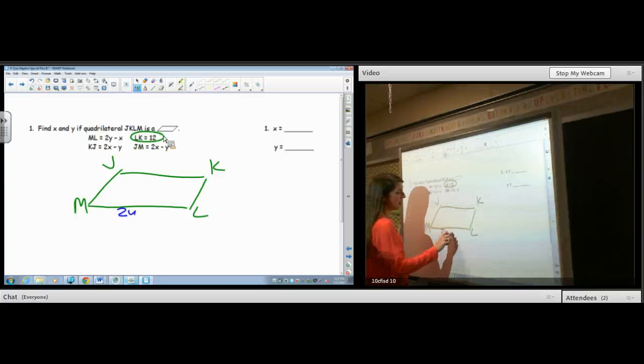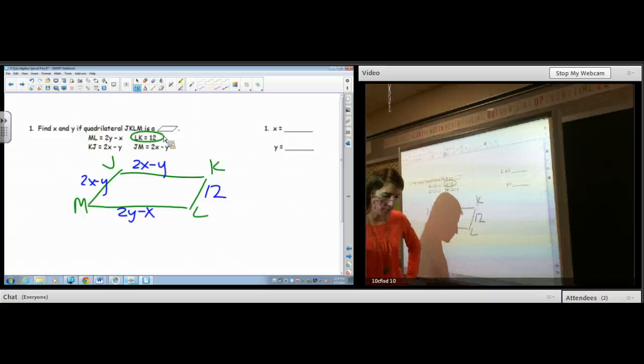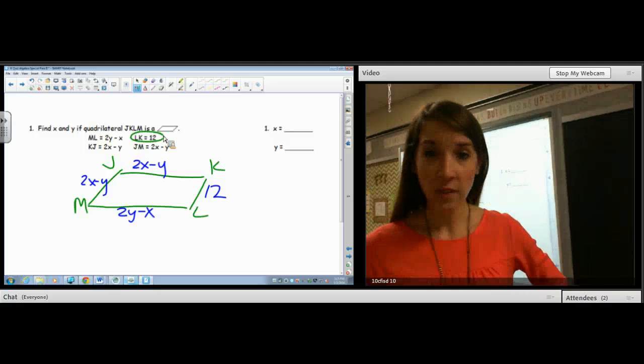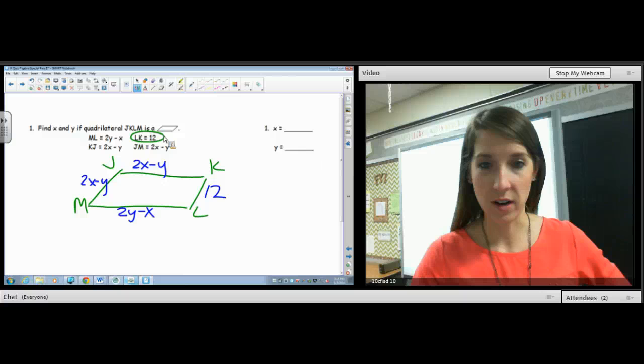Alrighty, let's label our sides. ML, 2y minus x. LK is 12. KJ is 2x minus y. And JM is 2x minus y. Now, we know that opposite sides are congruent, right? That's one of our properties of parallelogram.